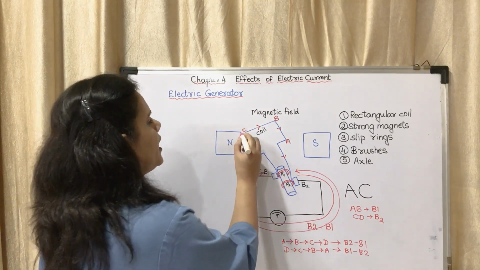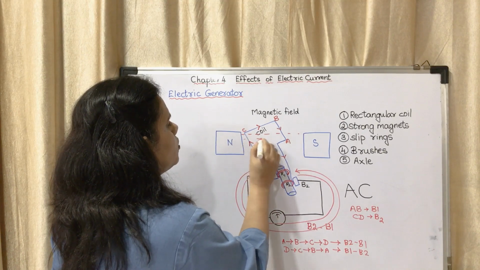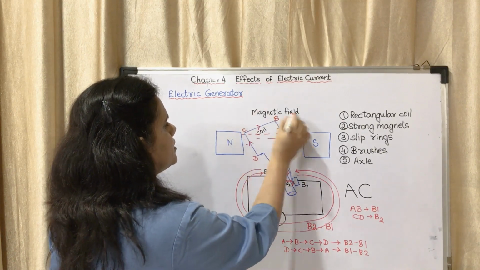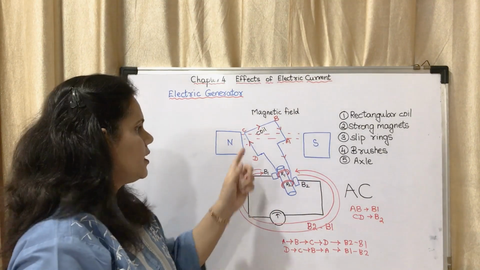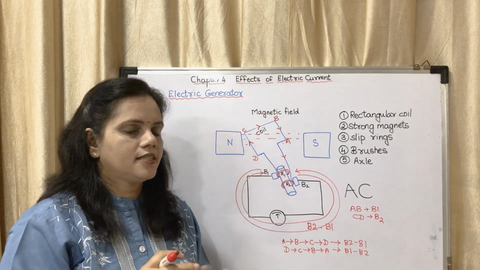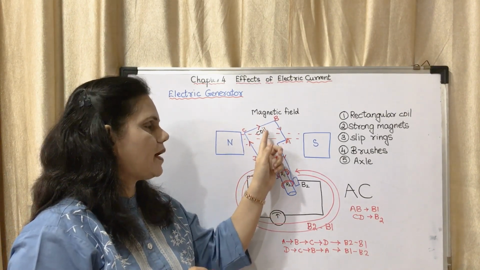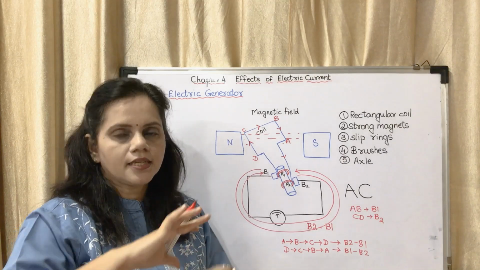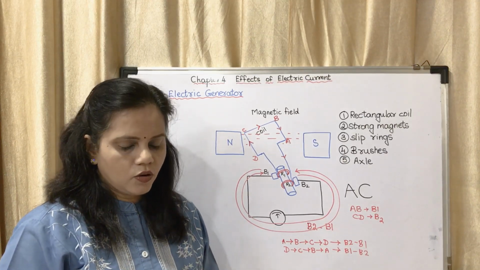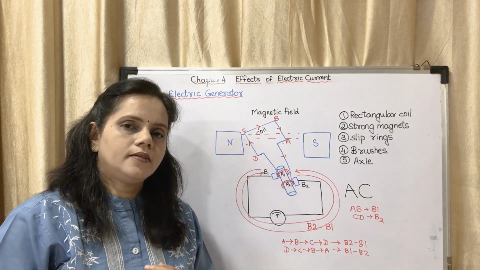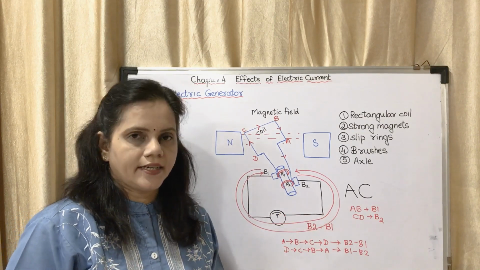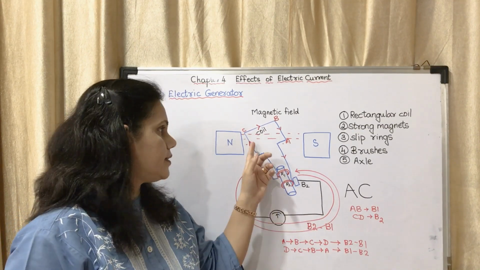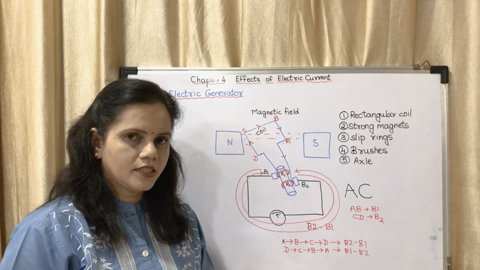The number of lines of flux passing through the coil is not constant; it increases or decreases as the coil rotates. So the current is generated in the wire, which is the coil.